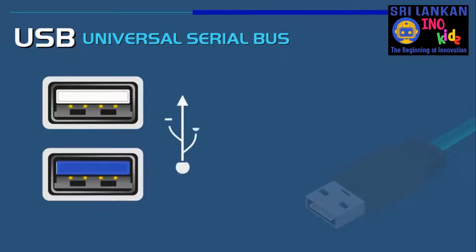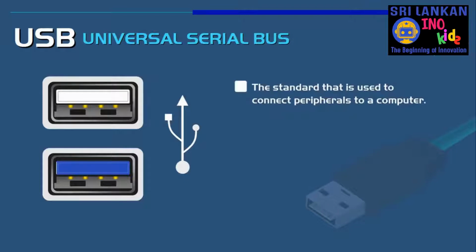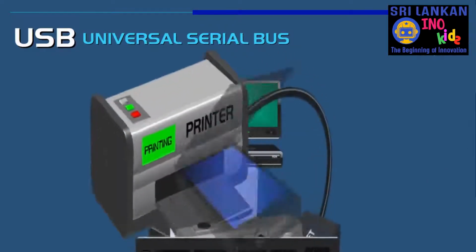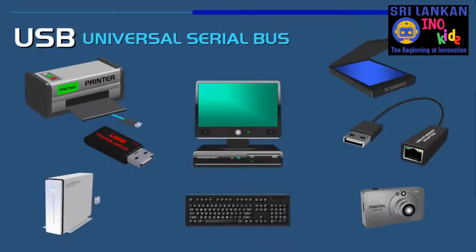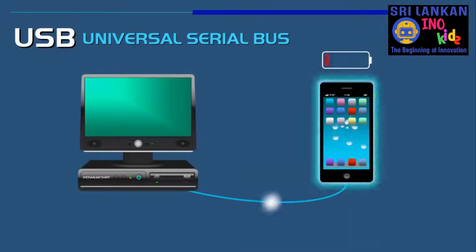Now USB stands for Universal Serial Bus. The USB is the standard that is used to connect peripherals to a computer, and it's by far the most commonly used port. And the reason why it's so commonly used is because, just like its name says, it's universal. The USB port is used to connect many different kinds of devices, such as keyboards, mice, cameras, printers, scanners, external hard drives, flash drives, and they can even do networking and so much more. And it's also used to charge devices such as cell phones.